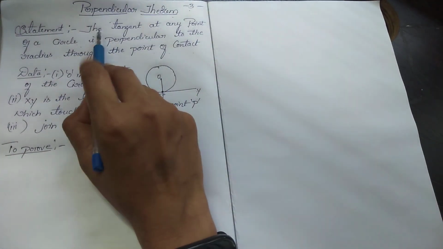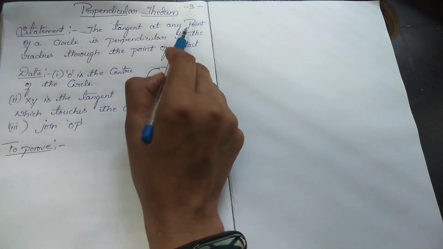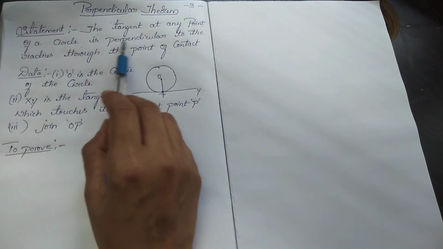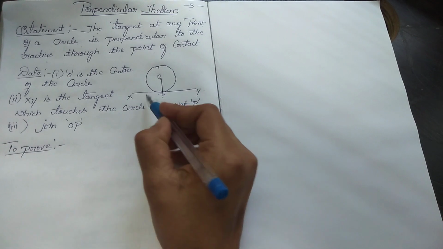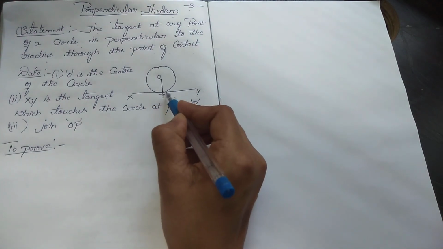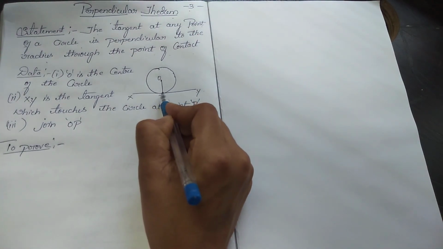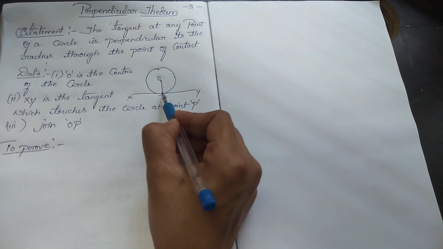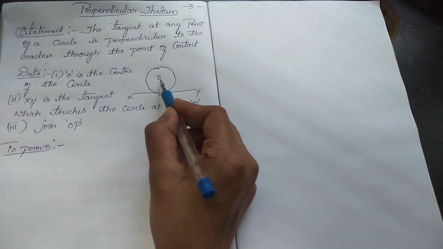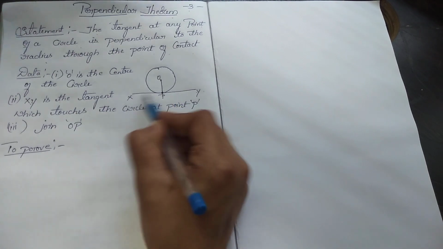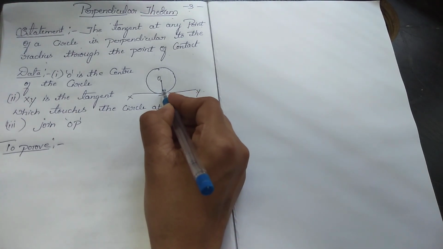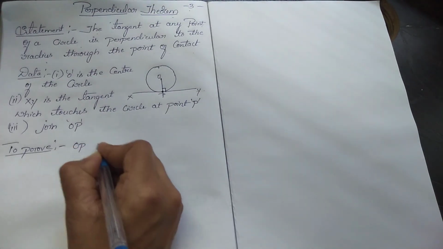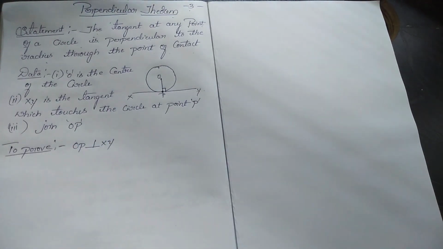Next, to prove, read the statement again. The tangent at any point is perpendicular to the radius. So this tangent is perpendicular to the radius at the point of contact. Here P will be the point of contact and the radius is OP. So we have to prove that the radius OP is perpendicular to XY.